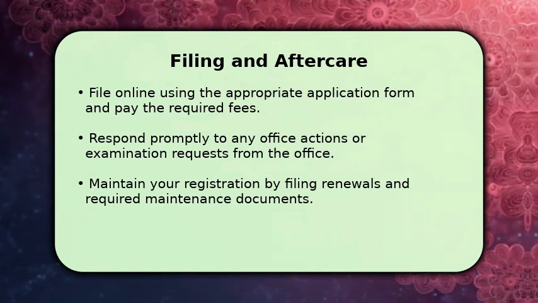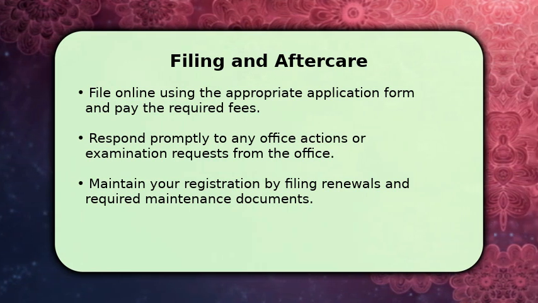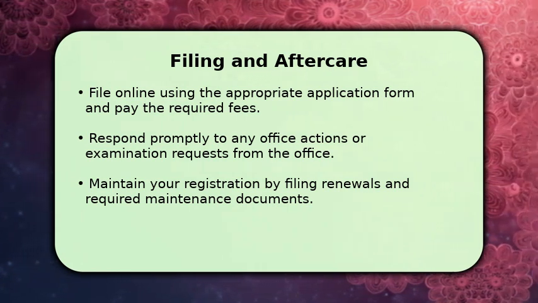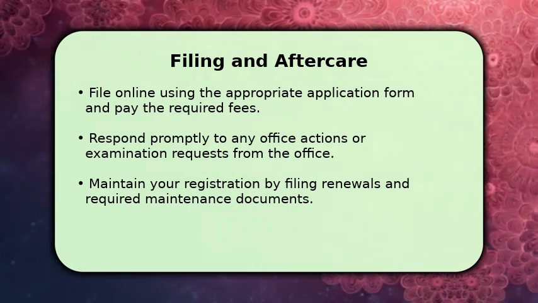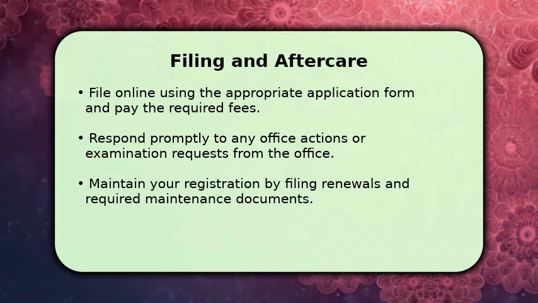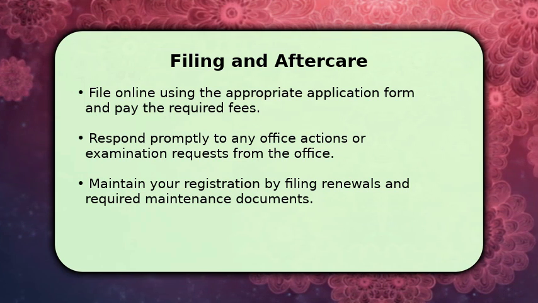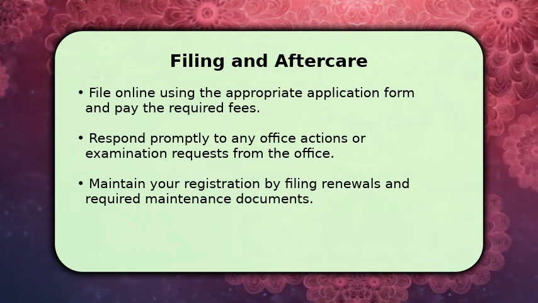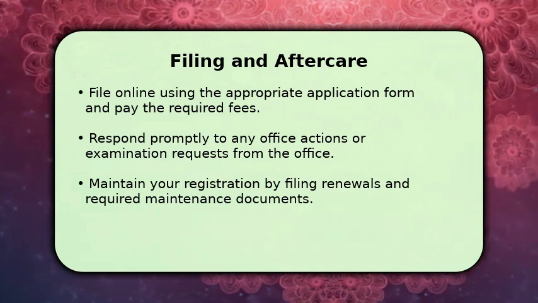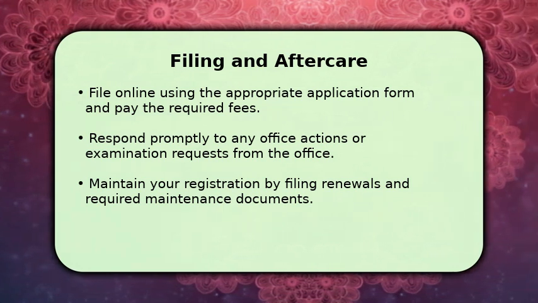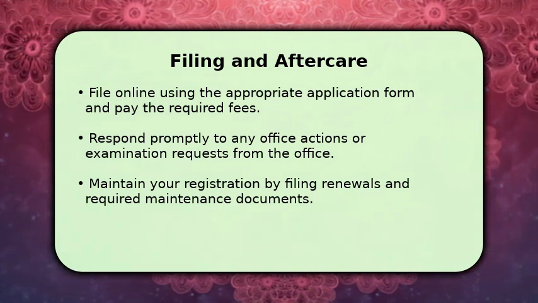File electronically with the correct application form and pay the filing fee, then monitor your application status for examiner updates. If you receive an office action, respond clearly and on time to avoid abandonment. Once registered, track deadlines for renewal and maintenance filings, and watch for potential infringements to enforce your trademark rights promptly.